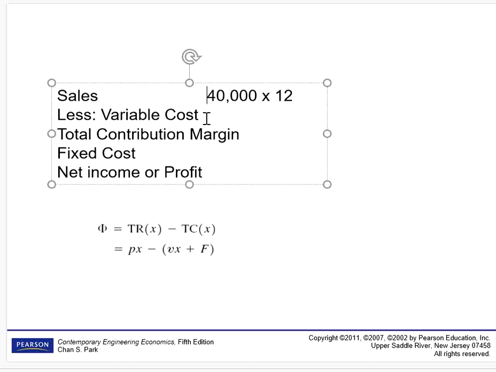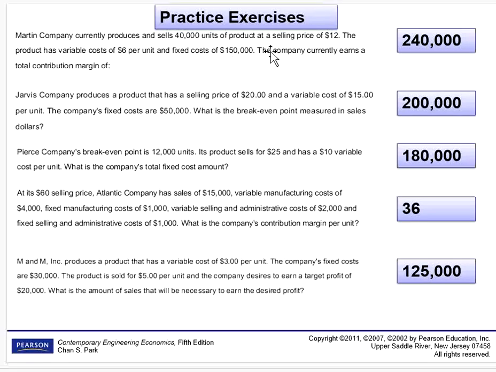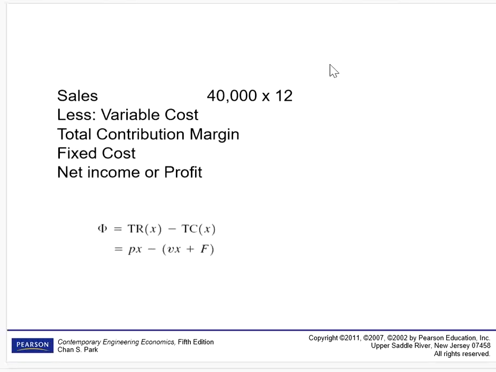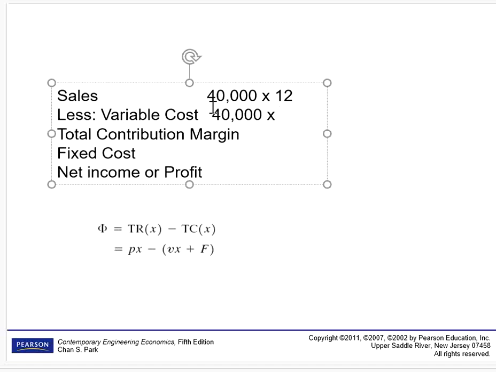Then we get our variable cost. What will be the variable cost? The variable cost here is: the product has a variable cost of 6 per unit. Now 6 per unit, so what is total variable cost? Per unit is 6. So how will we solve it? How many units did we sell? 40,000 times 6. This is how you get your variable cost, right? So sales minus variable cost, you get your total contribution margin.